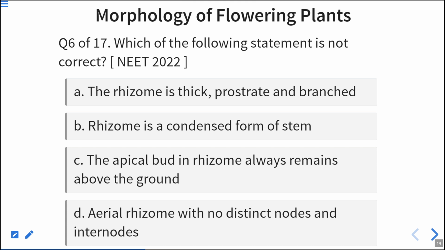Option C is also correct. The apical bud in rhizome always remains above ground. The apical bud can give rise to the shoot system. So rhizome is known as the horizontal underground stem, which consists of nodes and internodes, and it has the capacity to give rise to the shoot system as well as the root system.